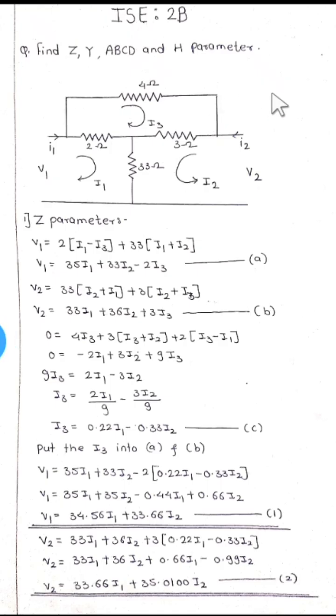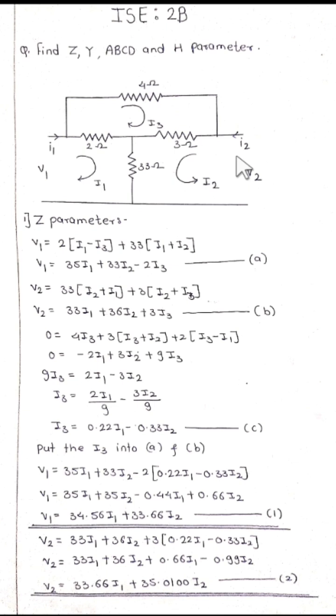Hello everyone, today we are going to solve the two-port network and find the Z, Y, ABCD and H parameters. This is our two-port network circuit. First we find the Z parameter. For the Z parameter we need to find the equations for V1 and V2 in which only I1 and I2 are included. We find the V1 and V2 equations by mesh analysis.